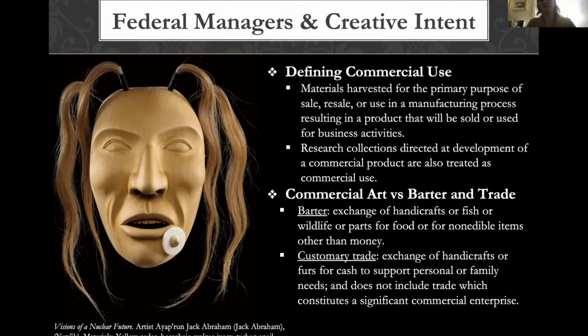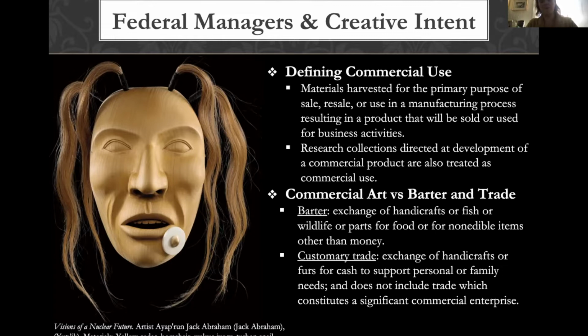Now, there is a big distinction with the federal government when it comes to barter and trade versus commercial artwork. Barter is the exchange of handicrafts or fish and wildlife parts for food or non-edible items other than money. So you can barter Native art materials. You can also do customary trade, which is the exchange of handicrafts or furs for cash to support personal use or family needs. It does not include trade that constitutes a significant commercial enterprise.